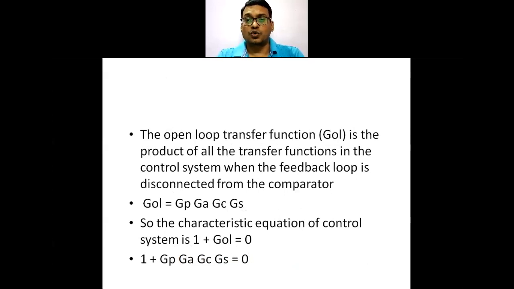That is, 1 plus open loop transfer function is called the characteristic equation, and open loop transfer function is the product of all transfer functions in the control system when the feedback loop is disconnected from the comparator. So two terminologies are more important, that is your open loop transfer function and the characteristic equation. The characteristic equation is 1 plus open loop transfer function equals 0, and the open loop transfer function is the product of all transfer functions in the control system when the feedback loop is disconnected from the comparator.